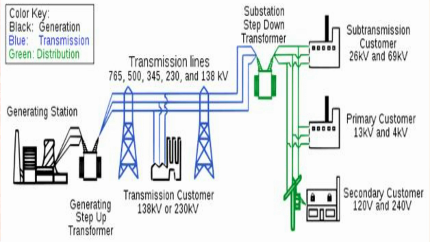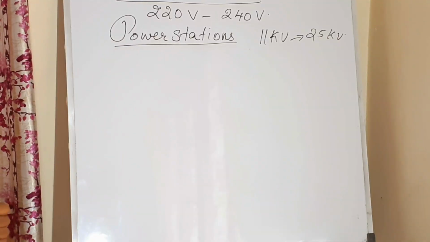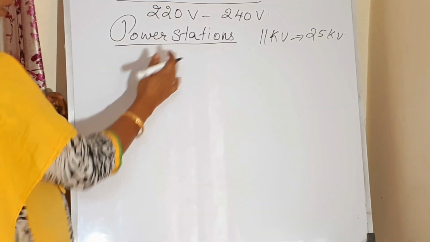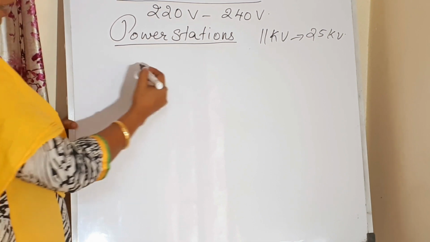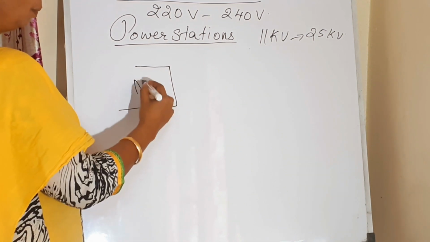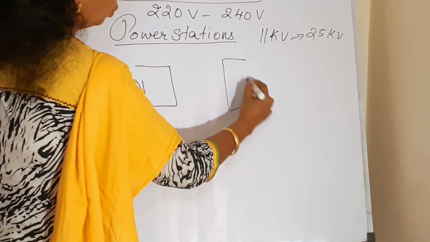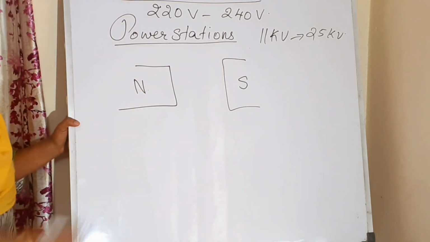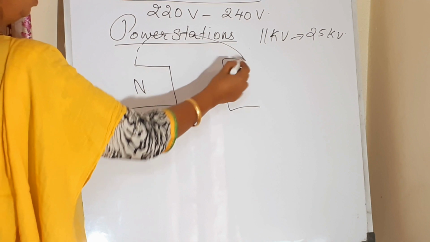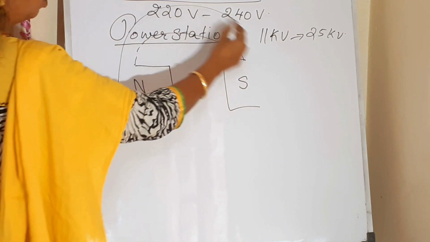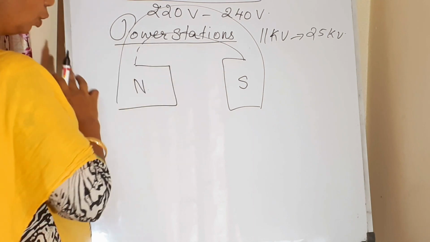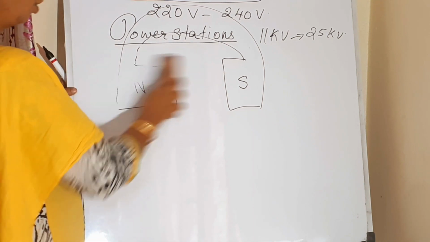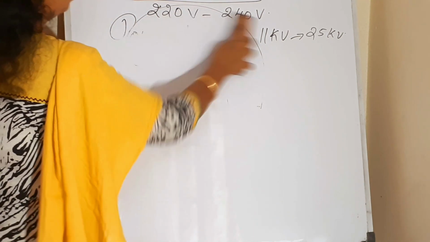Now what is the principle behind a power station? See, in class 6 you have studied about magnets, isn't it? A magnet has a north pole and a south pole. Suppose this is a horseshoe magnet. We have studied different types of magnets also. This is a horseshoe magnet and its ends are the north pole and the south pole. I have just drawn here only the north pole and the south pole.